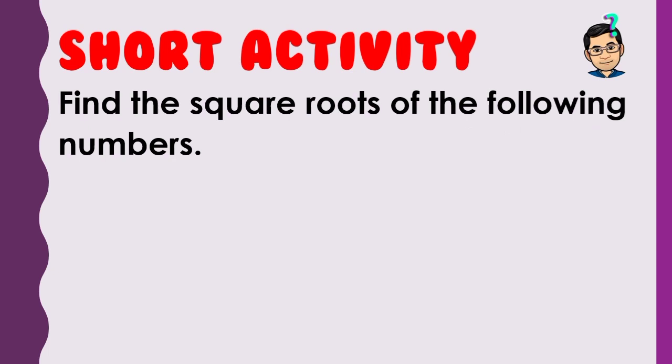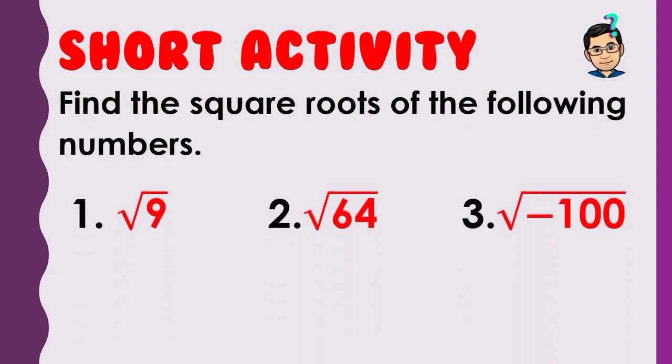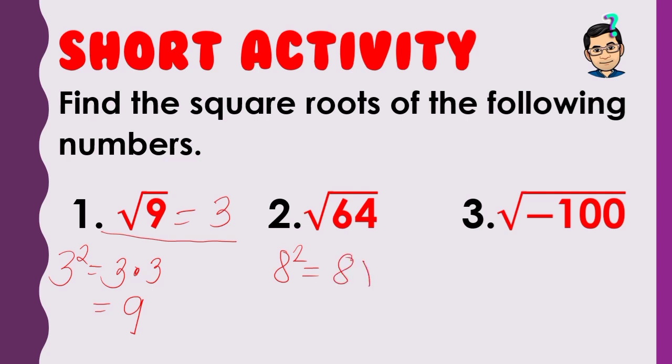Find the square roots of the following numbers. Number 1, we have square root of 9. So, kung isipin mo, anong number ang i-raise sa second power para lumitaw ang product na 9? That is 3. So, to check, 3 squared equals 3 times 3, and 3 times 3 equals 9. So, therefore, square root of 9 is equal to 3. And then, square root of 64, we have 8. To check, 8 squared equals 8 times 8, and 8 times 8 is 64. Therefore, the square root of 64 is 8.